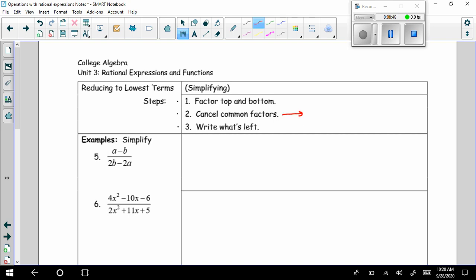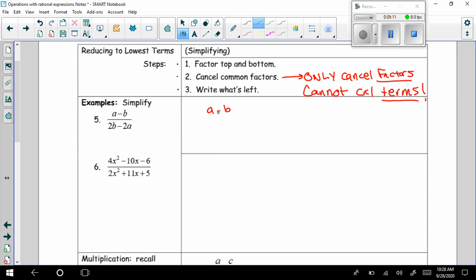I want to highlight this real quick. We can only cancel factors, we cannot cancel terms. All right, so know the difference between a factor and a term, and then write your solution.